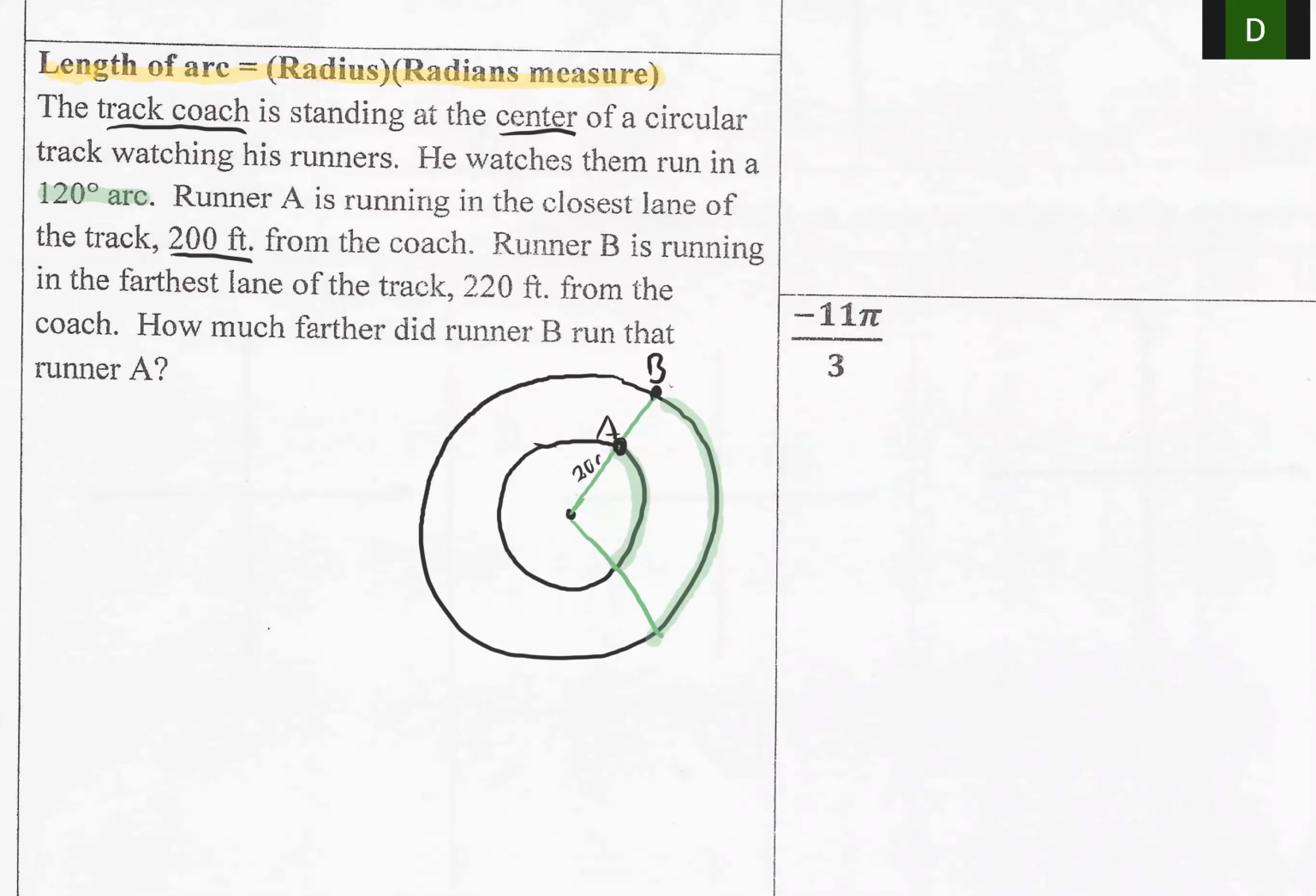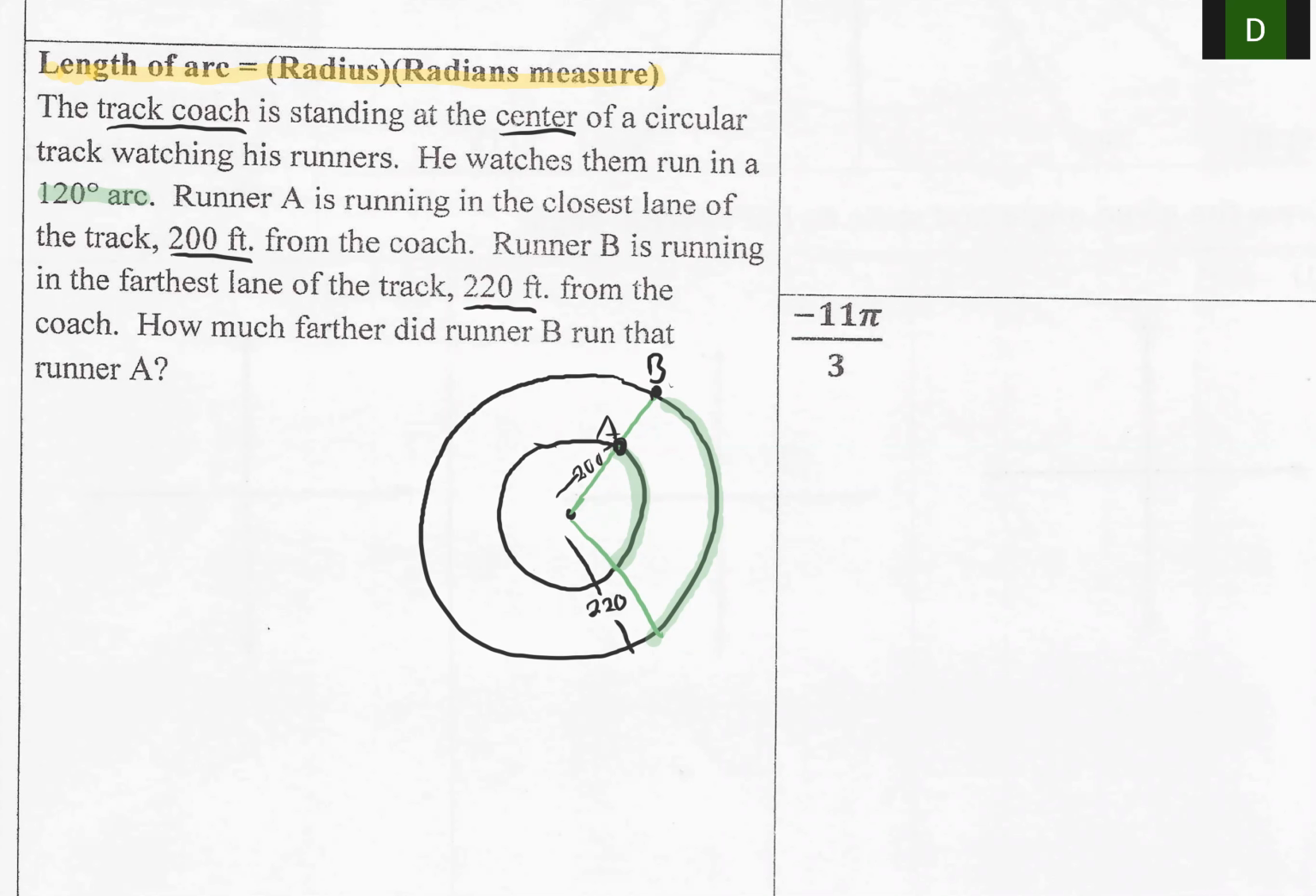And then person B is 220 feet. So this distance to B is the same as over here, so I'm just going to do it over here so I don't have to overlap them. So this is 220 feet.